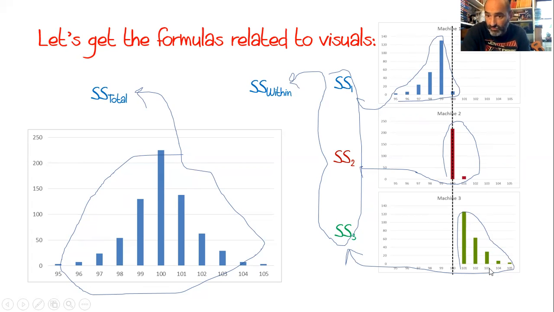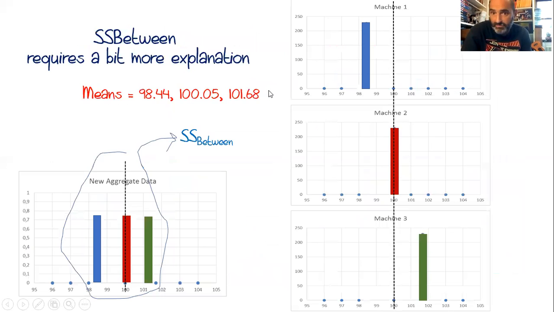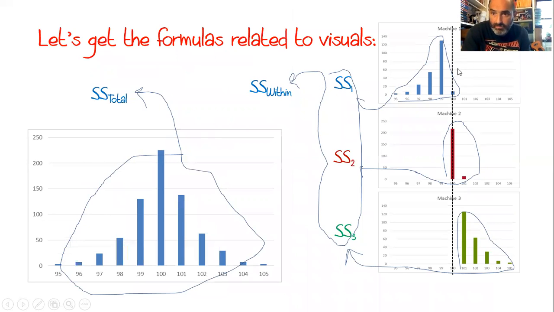Numerator of the third group variance will be sum of squares 3. If you sum sum of squares 1, 2, and 3, you're going to find sum of squares within. Good? Very good. And now we represent all these points, all right?